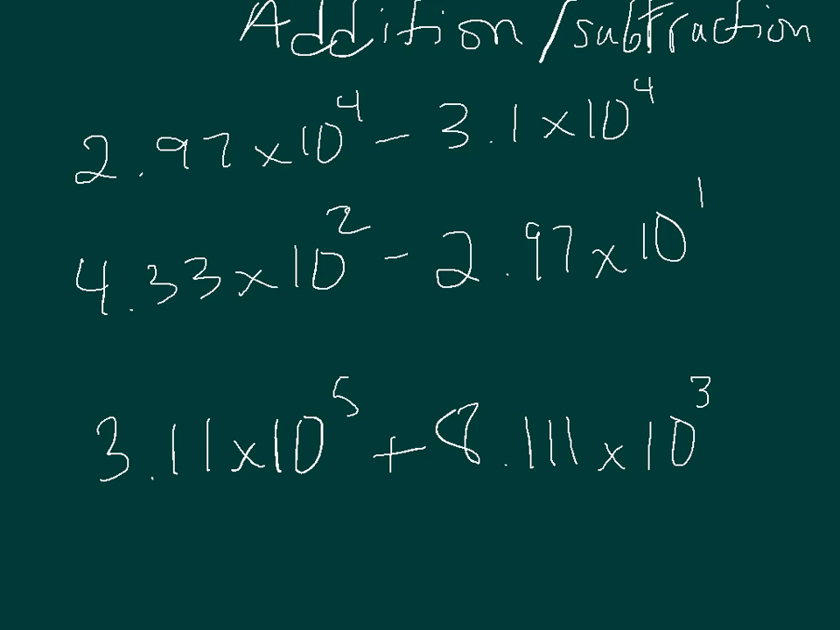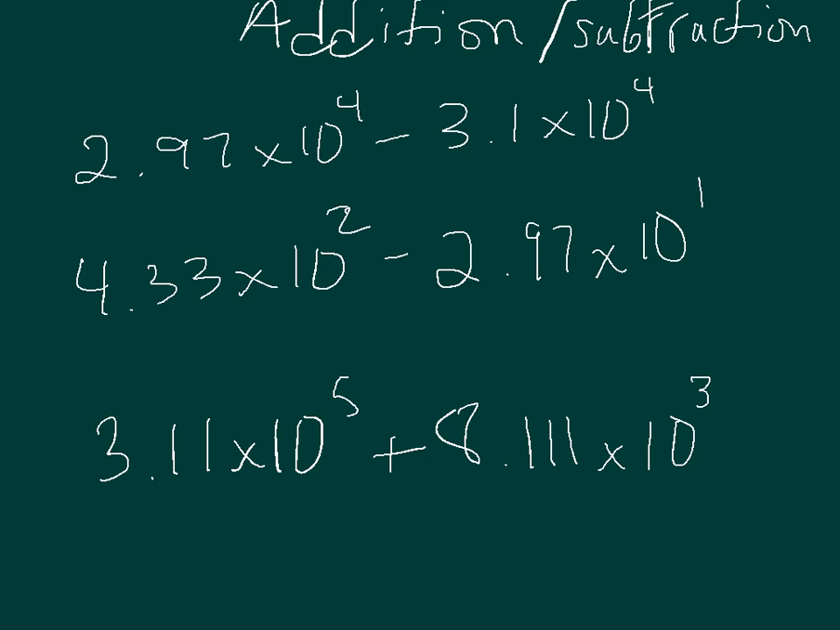Okay, addition and subtraction get a tad bit more confusing, but not really. What you really need to remember in addition and subtraction is, A, of course, to keep proper sig figs, the lowest amount of sig figs after the decimal given in the problem. And also, make sure that your exponents, so this 10 to the 4th and 10 to the 4th, are equal. And if they're not equal, you have to adjust them. So let me show you how that works.